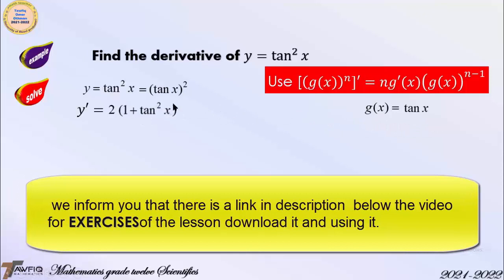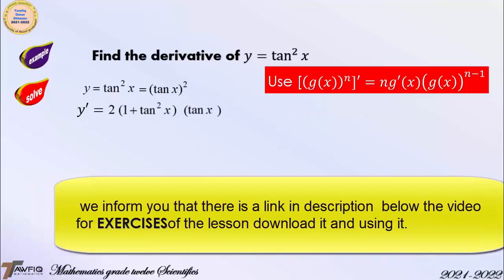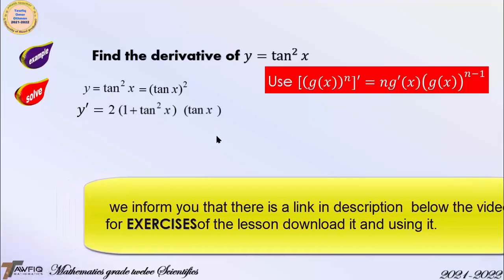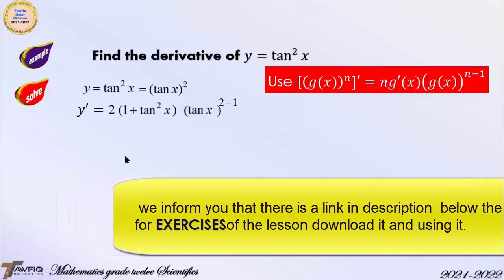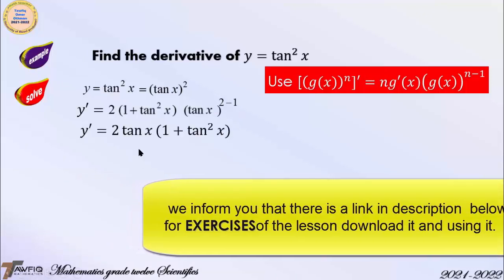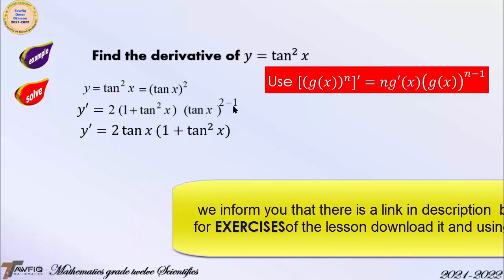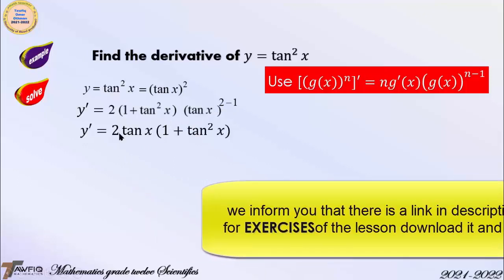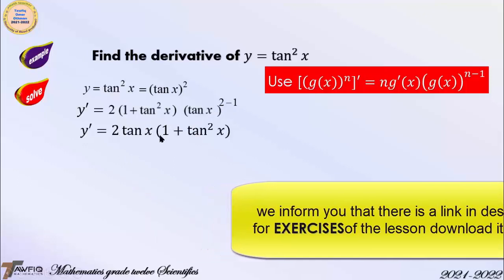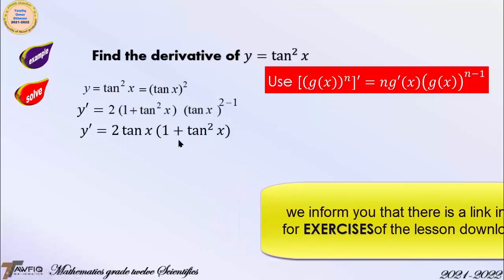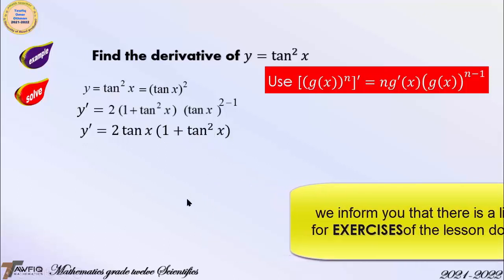Then write tangent x and take from the power 1. That means the power minus 1, which is 2 minus 1. And now it becomes 2 minus 1 is 1. Tangent x times 2 is 2 tangent x times 1 plus tangent square x.